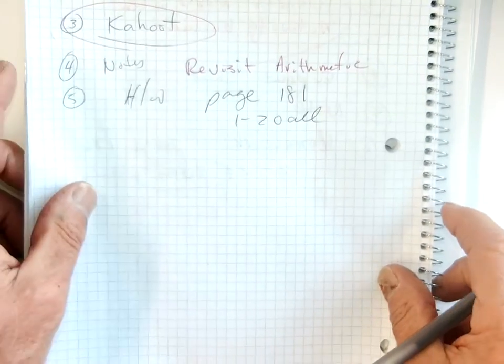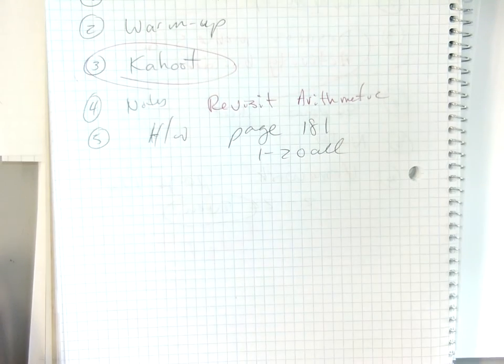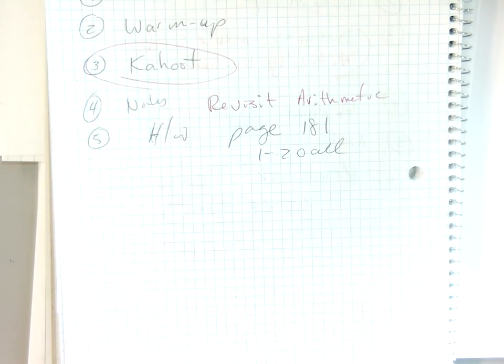Thumbs up, not too bad? All right, so here's what we do for homework today. Page 181, 1 to 20 all. It's not hard. It sounds like a lot, but it's not hard. It's a pretty easy assignment, okay? Let's get it done so there's no homework over the weekend, right?